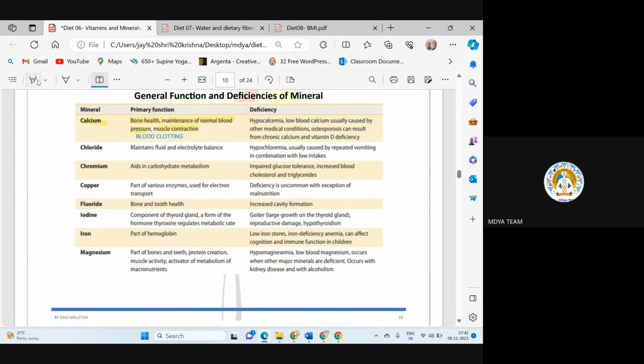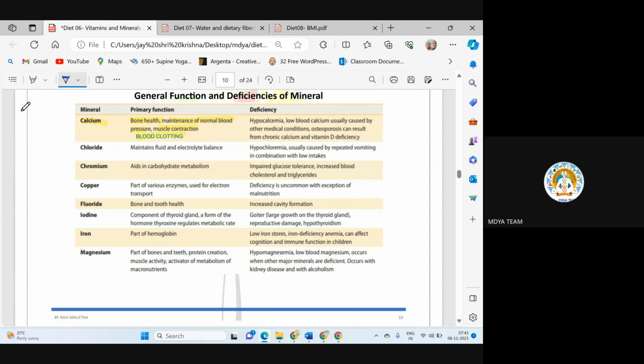Okay, so for calcium, you can remember bone health, teeth health, maintenance of normal blood pressure, muscle contraction, and blood clotting. Calcium plays a role as an intrinsic factor. As we know, which hormone is responsible for blood clotting, or rather, sorry, not hormone, which vitamin? Vitamin K. Yeah, vitamin K.